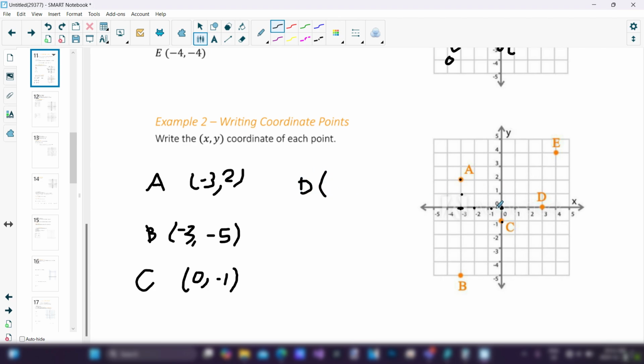D kind of poses the same thing. So starting at the origin, I got to go 1, 2, 3 on the x to get there. And once I'm at 3 on the x, I don't have to move any vertical, any y distance. So it sits at 0 on the y-axis. And lastly, point E. Well, point E sits at 1, 2, 3, 4 on the x. And how do I get to E? Well, I got to go 1, 2, 3, 4, positive 4 in the y direction.